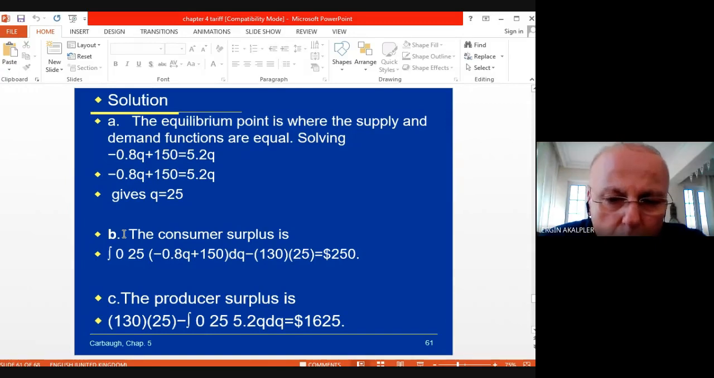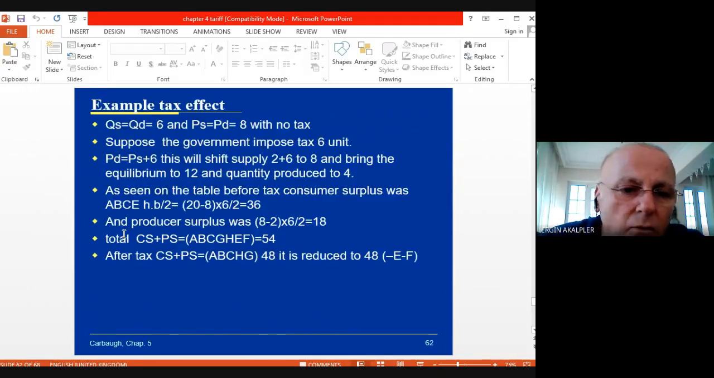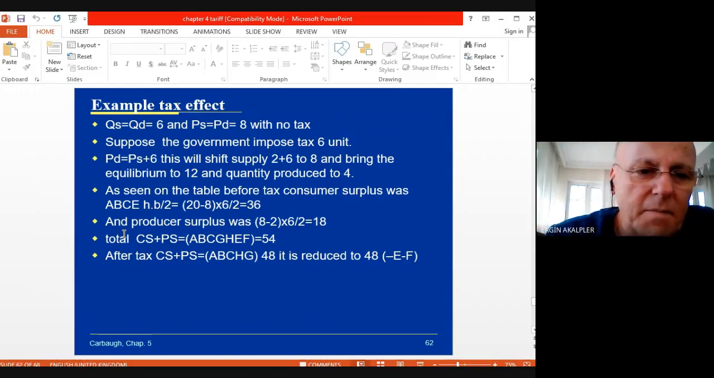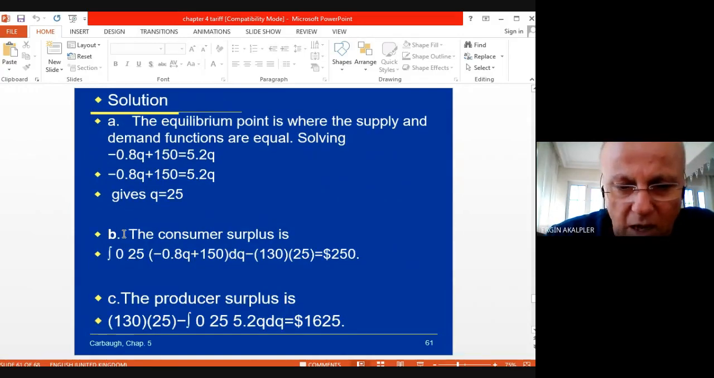Then we have 250. And this producer surplus, again, 130 with 25, this 25 will be put into the equation, and you will find this 130. Then in the integral, of course, 25 will be multiplied by 5.2Q, where the integral is taken. Then 1,625 is obtained. And from this calculation, we are getting this QS and QD. Of course, here this surplus and tax effect is illustrated.